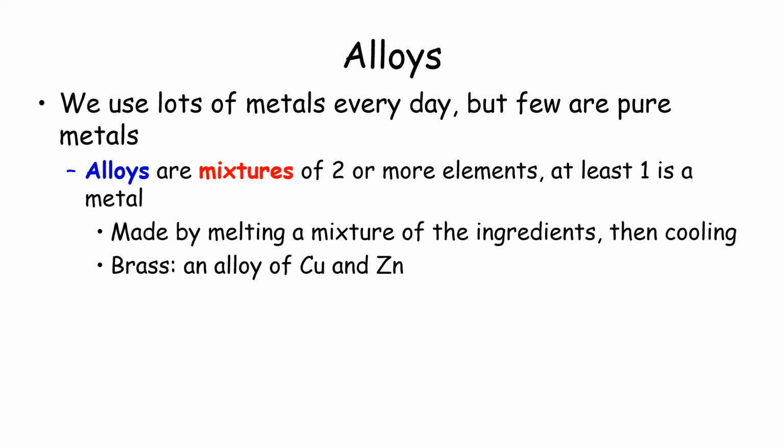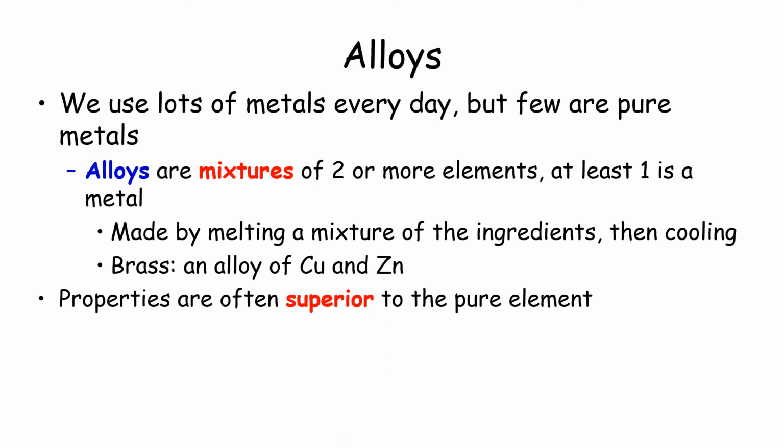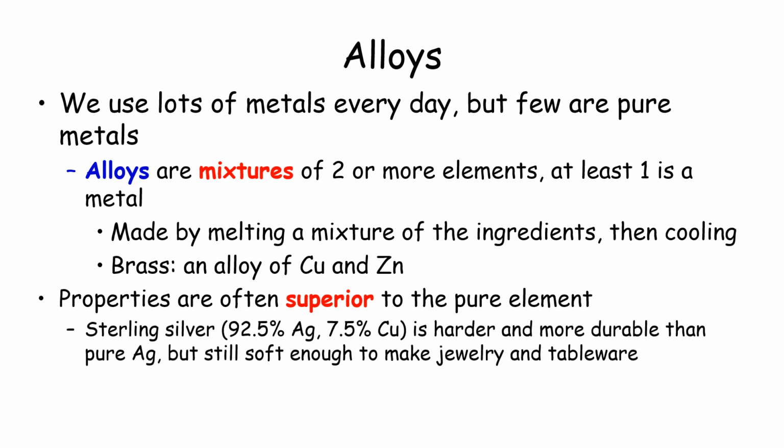So the reason why we use the alloys is because they give us the properties that we cannot find in the regular elements or the regular metals. So for example, we use sterling silver, which is 92.5% silver and 7.5% copper. And that's because this is a little harder and more durable compared to the pure silver. So even though it's a bit harder, it's still soft enough to be used in jewelry and stuff. But because the pure silver is a bit hard to use, that's why we use sterling silver.